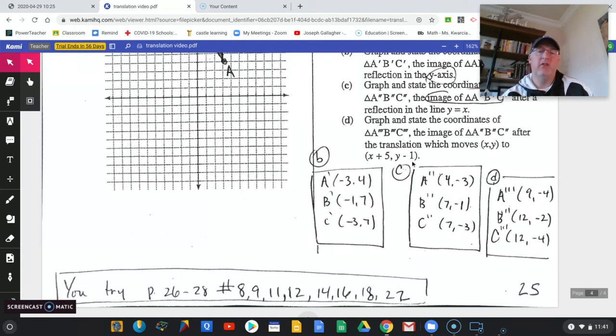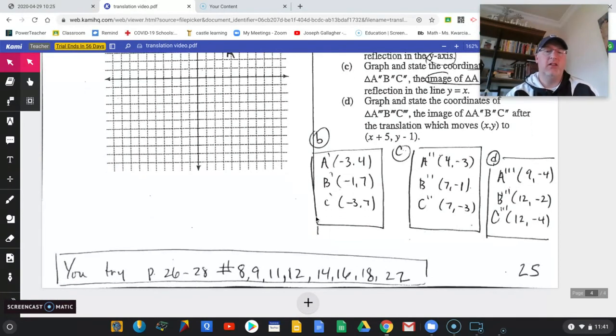Looking at the y values, it's y minus 1. It just tells me subtract 1. Well, negative 3 minus 1, just be careful here. It's really going to be negative 4. Negative 1 minus 1 is negative 2. And negative 3 minus 1 is negative 4 again. Graph those, see how you do. So once these are on your graph paper, you should have your final answer. Make sure you label them correctly.